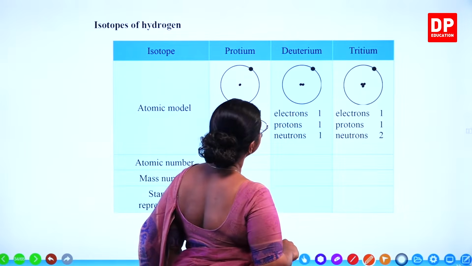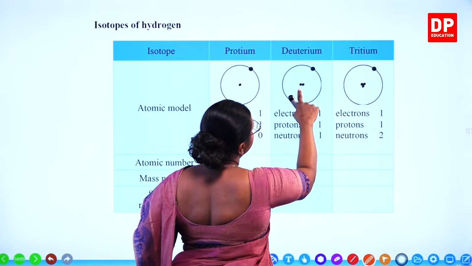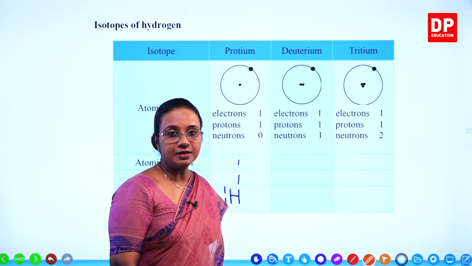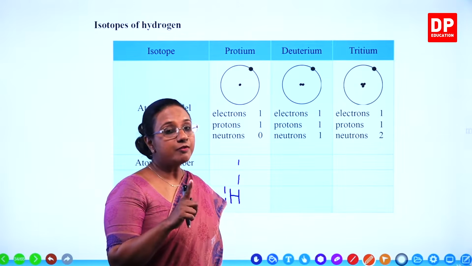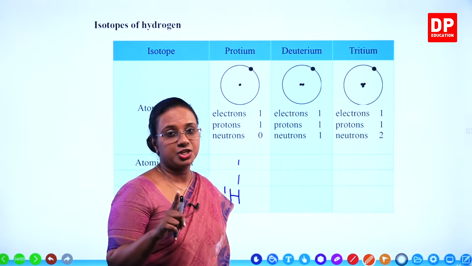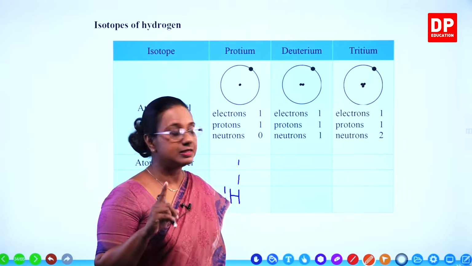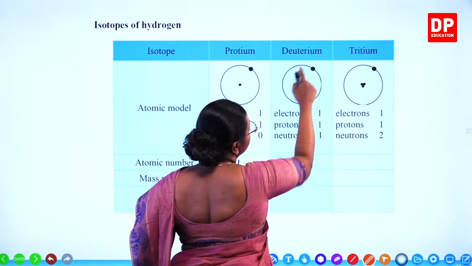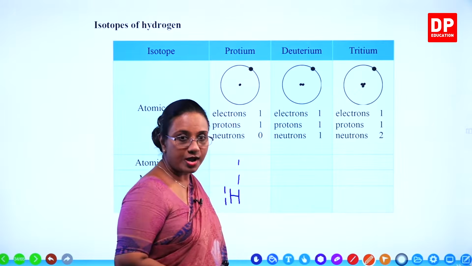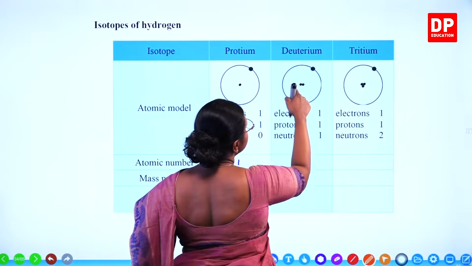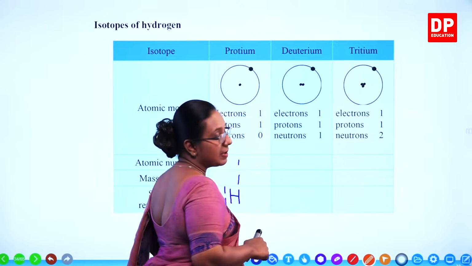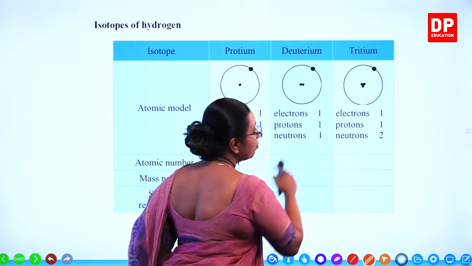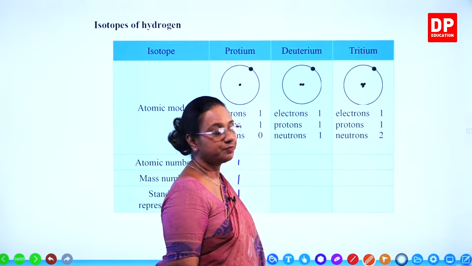We'll look at the second type. Here you can see there are 2 subatomic particles in the nucleus. The number of protons can't change because the atomic number doesn't change. So, protons is 1, electrons here you can see is 1, but since there are 2 subatomic particles in the nucleus, that means there is 1 neutron.